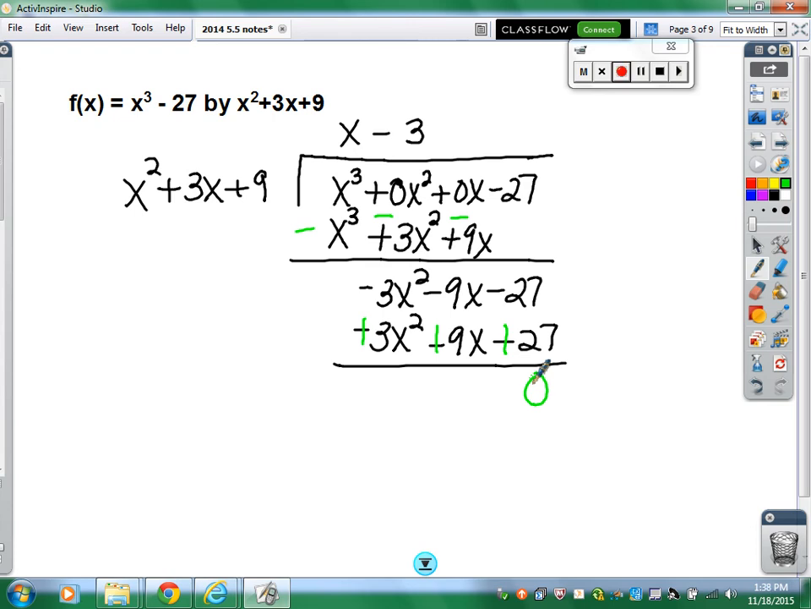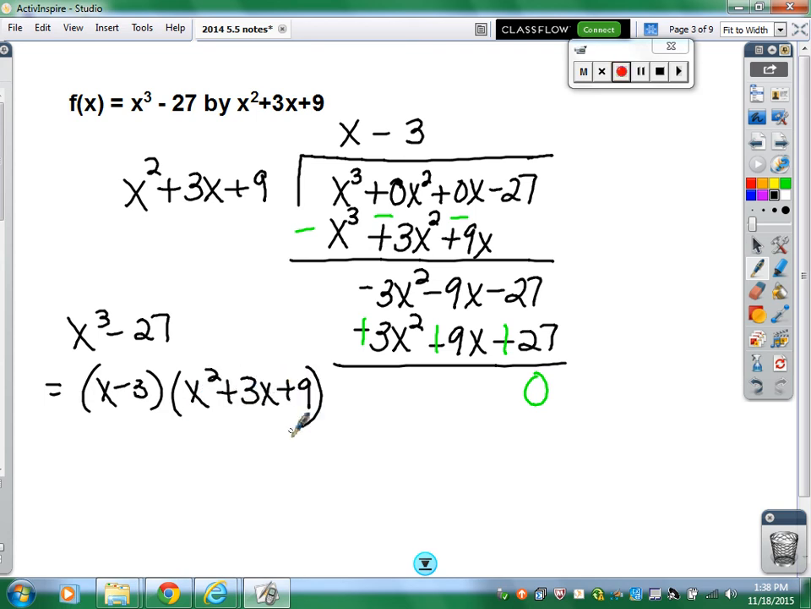It also means that x cubed minus 27 can be factored to x minus 3 times x squared plus 3x plus 9. Okay, which you should already know because that's our difference of cubes pattern. But it shows, if there's a 0 remainder, that means that your two quotients are factors of the original polynomial. So you can maybe see some application there. All right, so that's long division.